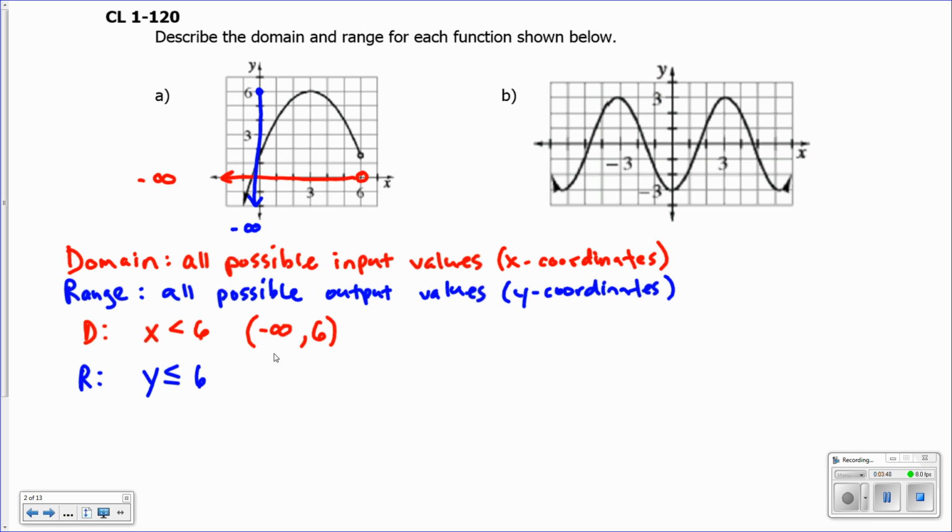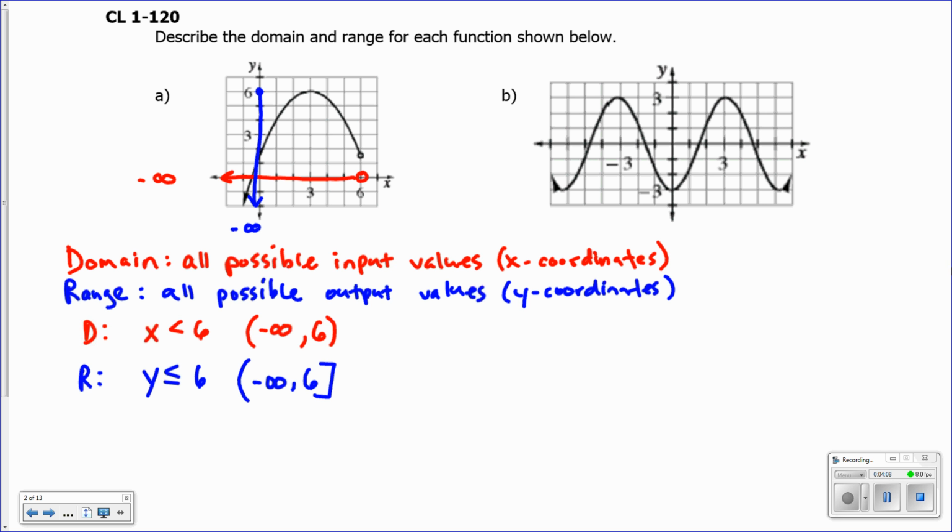So it's going to be very similar to this one. We're going to have negative infinity. That's our low end. Our high end is 6. The difference here is we have a point at 6 with the range. So we need to include a bracket. And then we have a parenthesis over here.